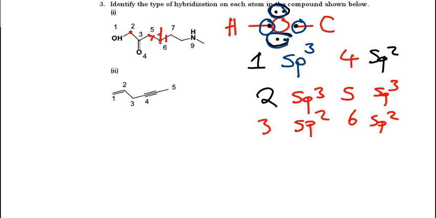7 is like 2 and 5, so they're all going to have sp3. And then 8 is like 7, so go to 9. 9 is having nitrogen. Nitrogen is having 3 bonds, to the hydrogen and these 2 bonds, so that's sp2. So I think I've shown you how to count, and I hope you've gotten it.